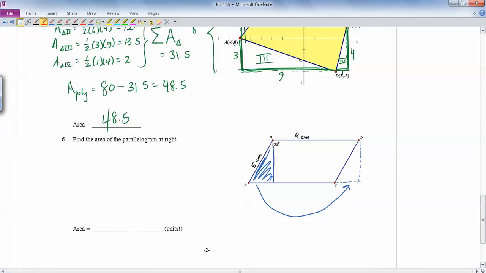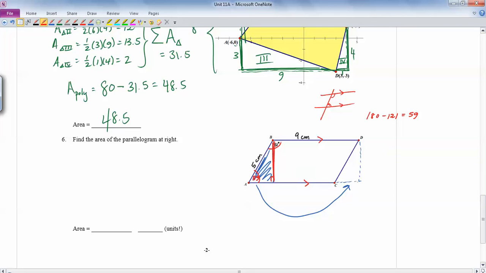Well, here, let's look at this. The angle up here is 121. Well, you might remember parallelograms have top and bottom parallel. And these angles right here are same side interior, so they have to be supplementary. So 180 minus 121 is 59. So this angle down here is 59 degrees.